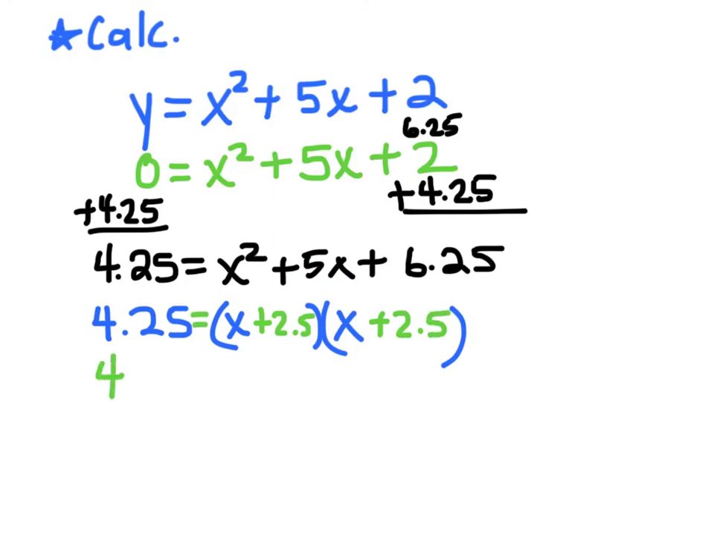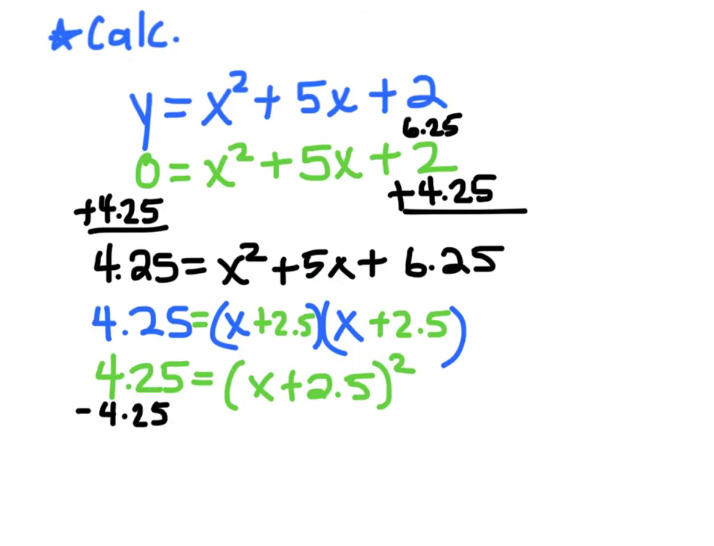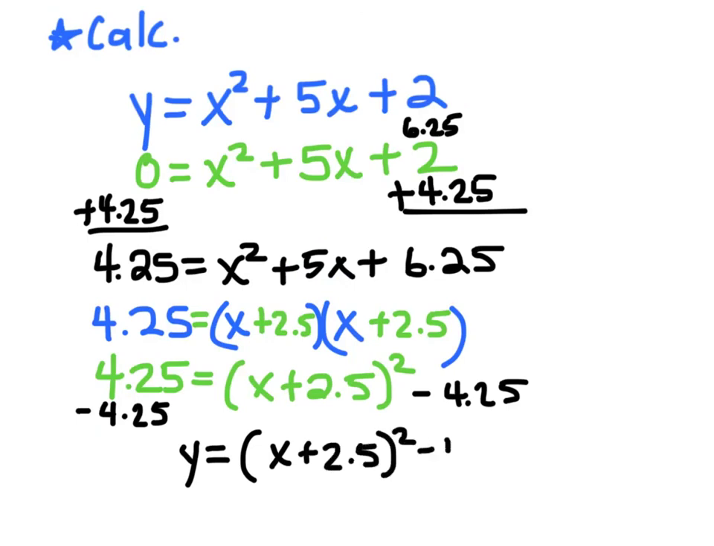All right, so I'm going to rewrite it one more time. 4.25 equals (x plus 2.5) squared. Now to get it into graphing form, remember we want this side over here to be 0. So I'm going to subtract 4.25, and over here I'm going to subtract 4.25. So now here's what I get. y equals (x plus 2.5) squared minus 4.25.